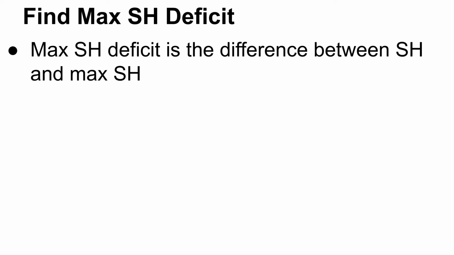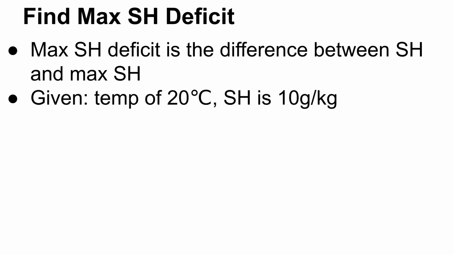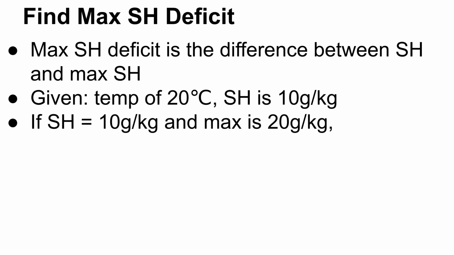So maximum specific humidity deficit is the difference between what you have and the maximum that you could have. And the bigger the deficit, the more dangerous it is for fires because the drier it is. So if I gave you, it's 20 degrees out, the specific humidity is 10 grams per kilogram. So you look it up. The maximum is 20. So then the deficit would be 10 grams. We have 10 grams, the maximum is 20, so the difference between 10 and 20 is 10 grams.